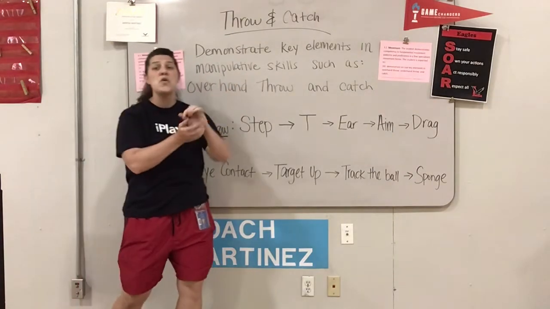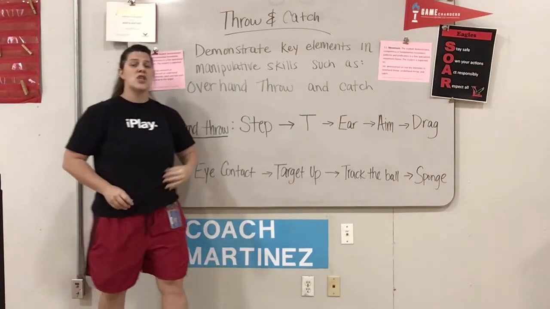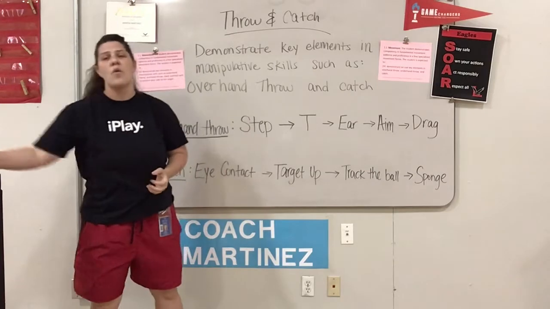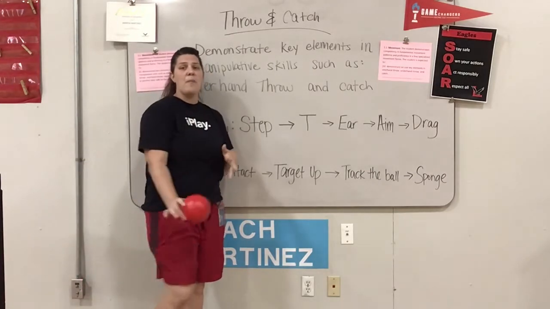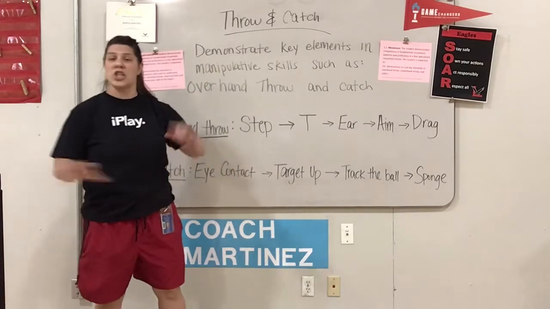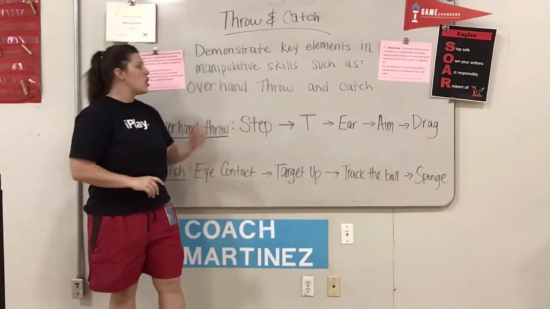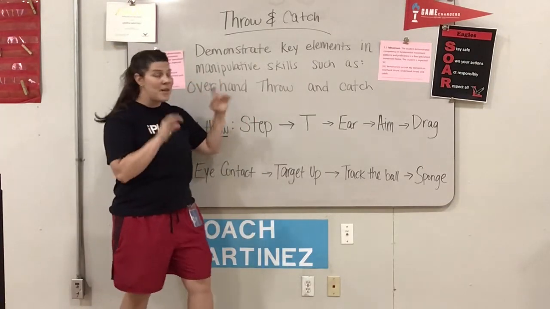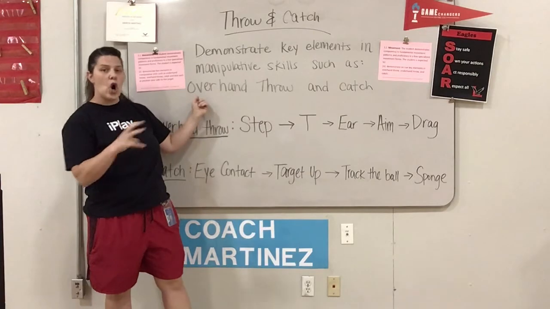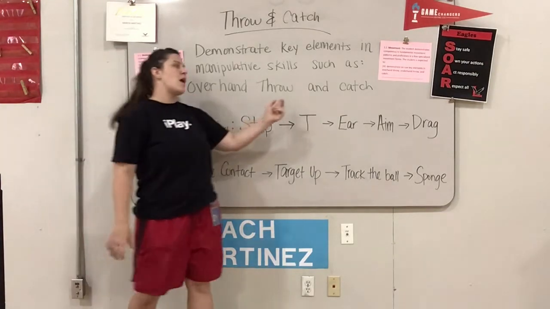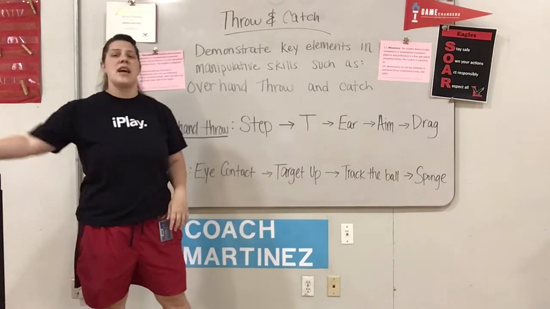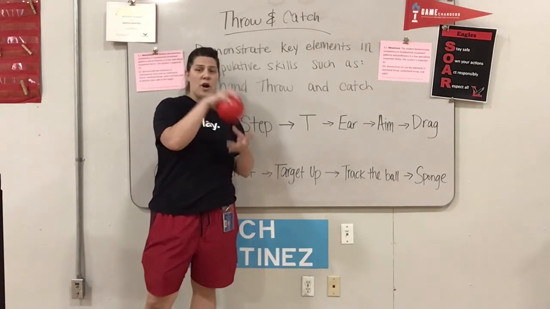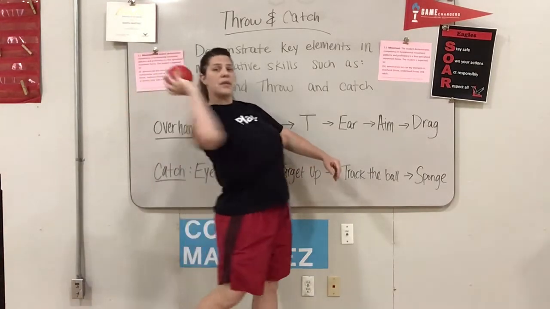Manipulative means to move or to change something. So if you're gonna manipulate something, whether it's a ball with your hands, a ball with your foot, or you're changing or moving an item or object, you're using your manipulative skills. When it comes to overhand throw as well as catching, overhand means your hand is over or on top of the ball and you're throwing.